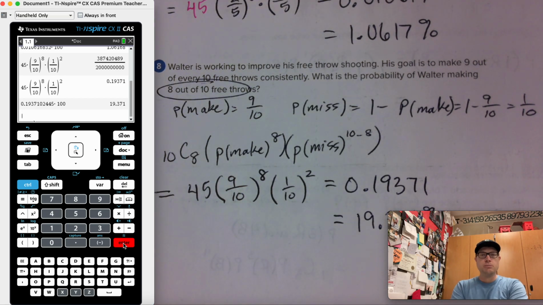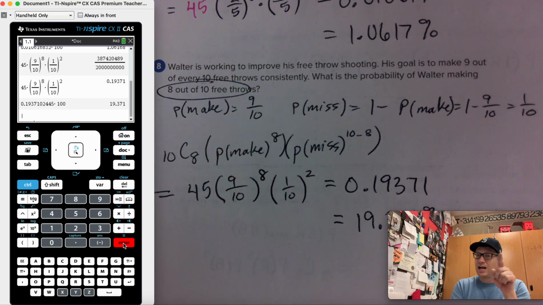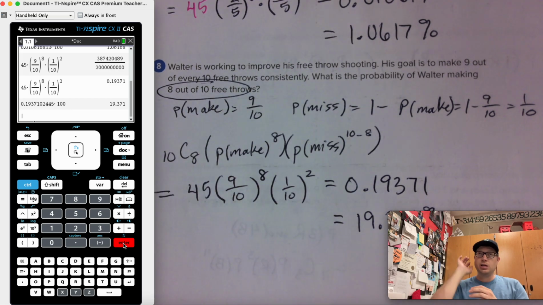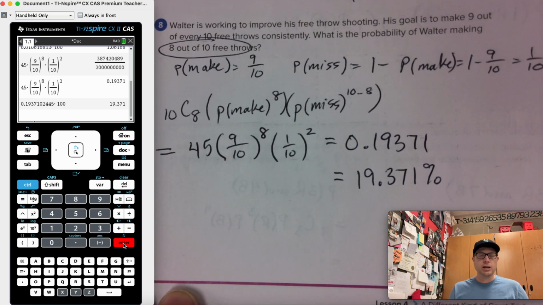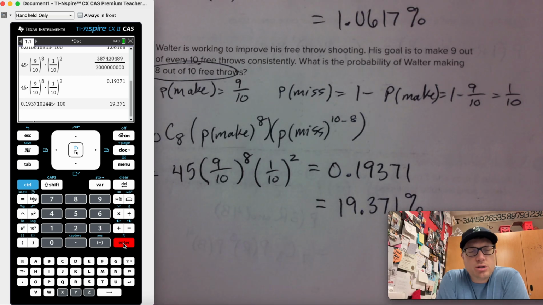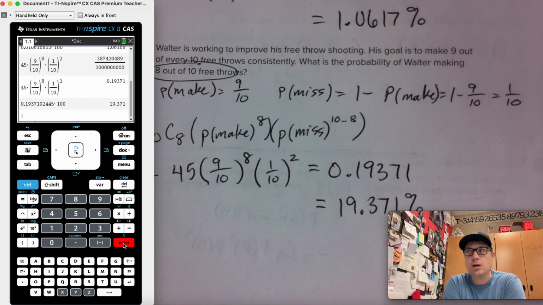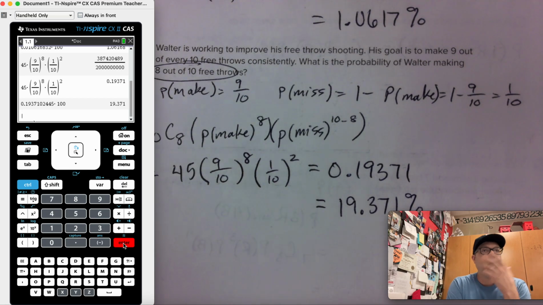What's the probability of Walter making 8 out of 10 free throws? If he's got 90% shooting, there's a 9 out of 10 chance he's going to make it. Then put him on the line. Why isn't that a higher percentage? Why isn't that like 90%? If he's going to make 9 out of 10 free throws, why is he not going to make 8 out of 10 free throws close to the 90%?